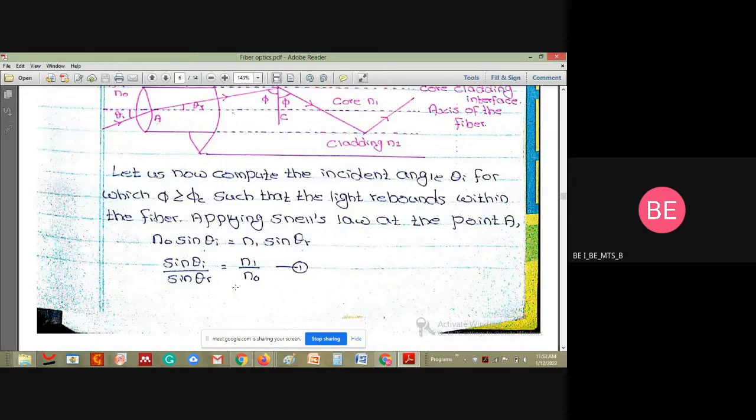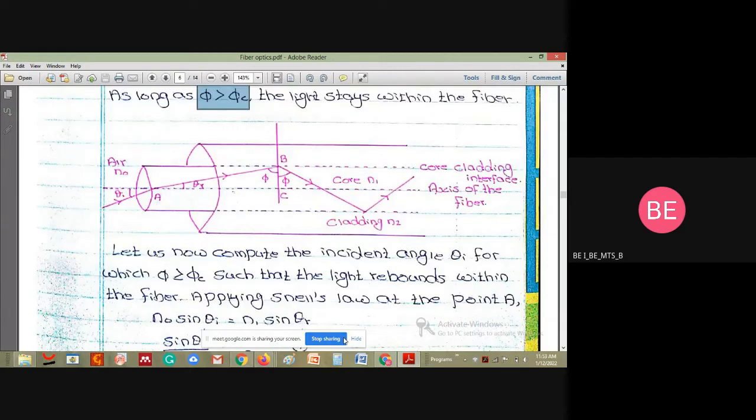So let us now compute the incident angle theta I, for which phi is greater than or equal to phi c, right? So what happens if phi is equal to phi c? Yes, what happens to the ray of light? See, if phi is greater than phi c, it is just totally internally reflected. If phi is less than phi c, it will be refracted into the cladding and away from the fiber.